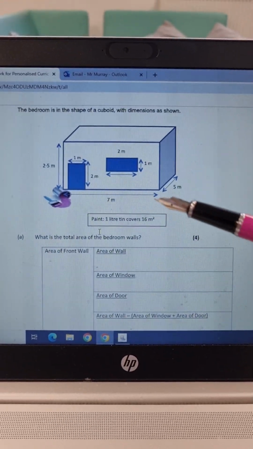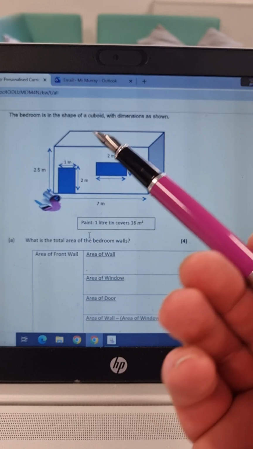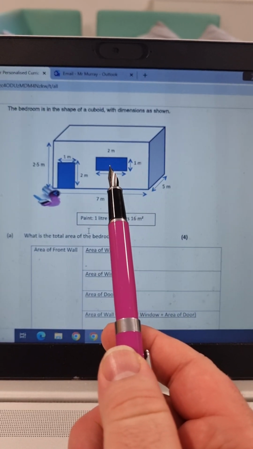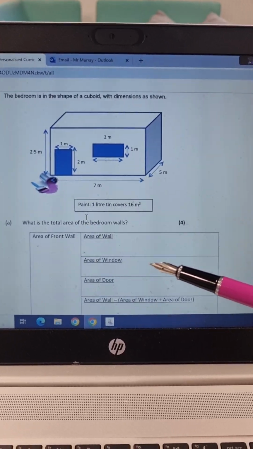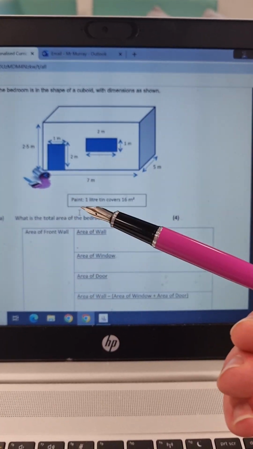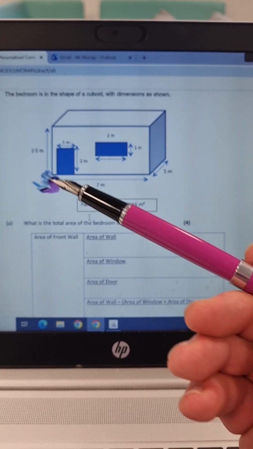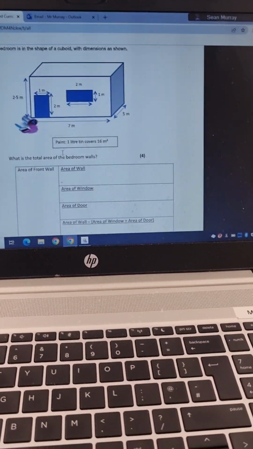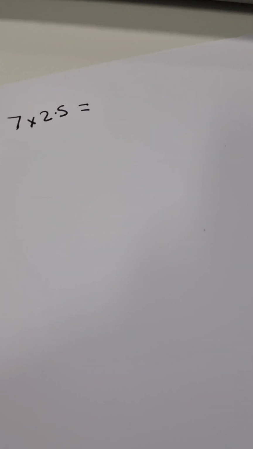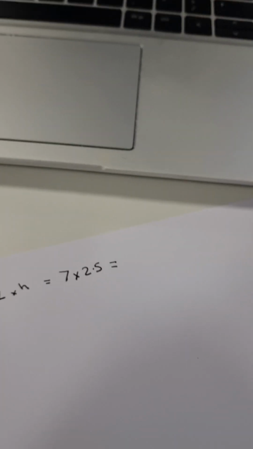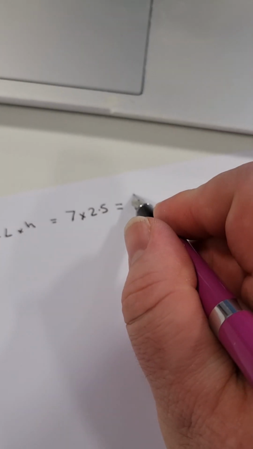So we're going to be looking at this front wall first. And as you see, she's going to paint it, so we cannot paint over a window and can't paint over a door. So this is why we've got these multiple sums here. So for the first one, we're going to be doing 7 times 2.5. So it's 7 times 2.5, which equals 17.5 centimeters squared.